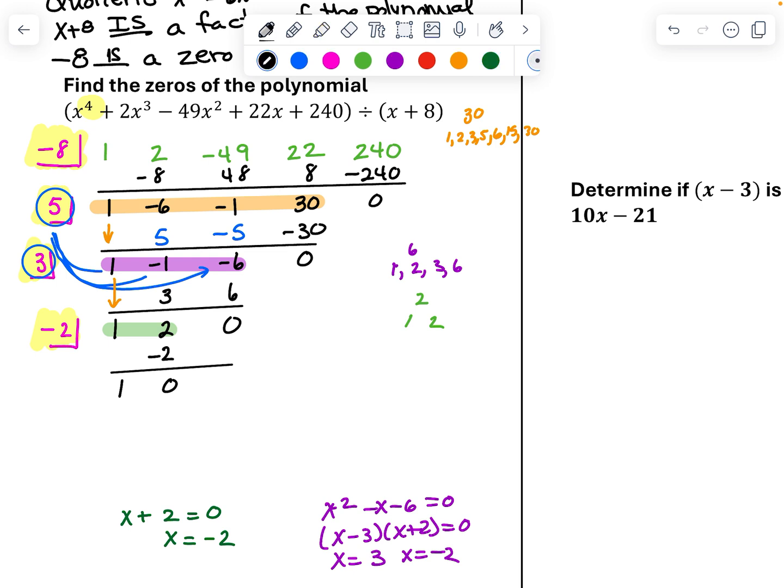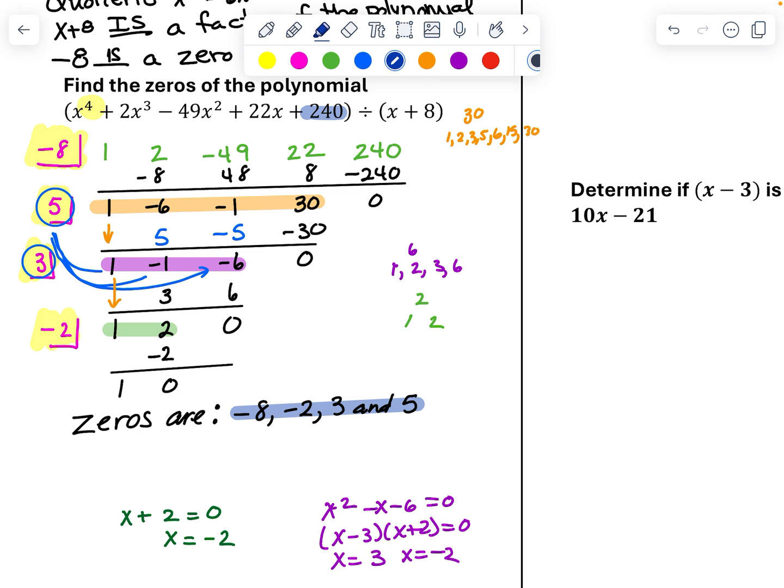So I'm going to say that the zeros are, and we need to make sure that they're in order from least to greatest. That happens, oh, nope, that's not how I did it. Negative 8, negative 2, 3, and 5. And by the way, just to point this out to you, all of these numbers are factors of that number.